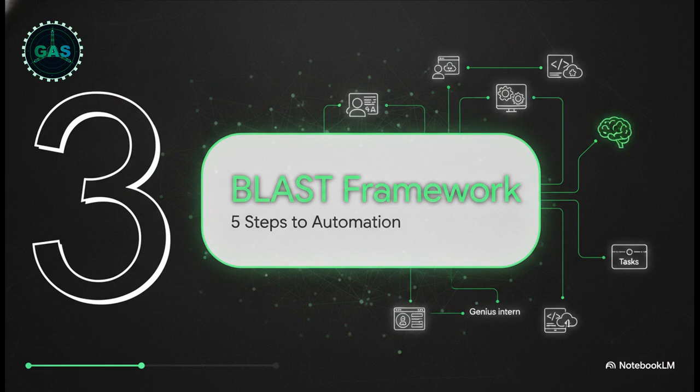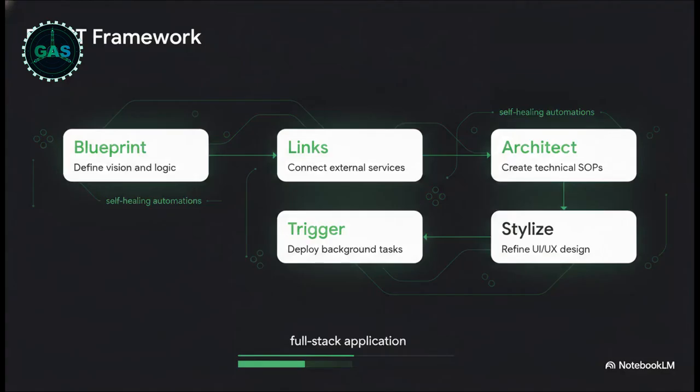Now let's move on to Section 3, the BLAST building framework. These are the 5 steps to automation. To make sure our genius agents stay on track and don't get lost, we use the BLAST framework. It's a foolproof 5-step system for creating deterministic, self-healing automations. Whenever you want to build a full-stack application or an intelligent dashboard in an environment like anti-gravity, you just run through these exact 5 stages: blueprint, links, architect, stylize, and trigger. Following this guarantees you won't miss crucial steps that would otherwise cause your app to just fall apart like a cheap suitcase the second a user touches it.